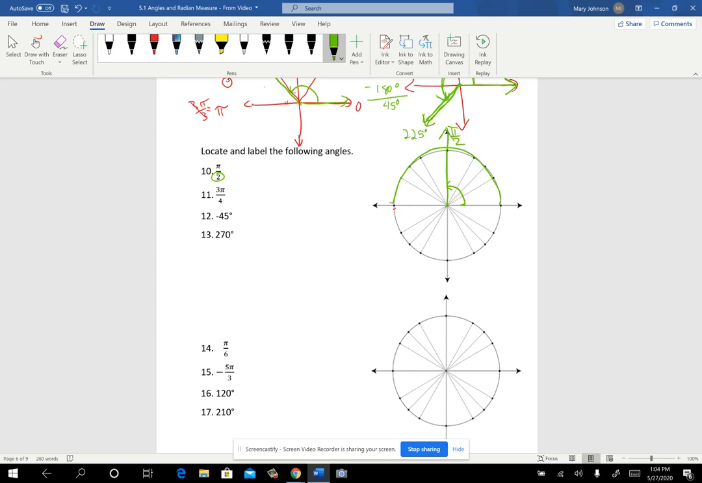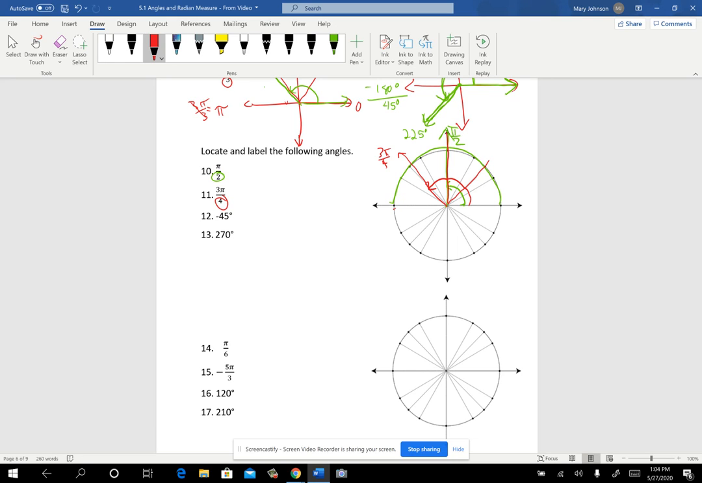Okay. For 3 pi over 4, the denominator is 4. So that means you need to cut your pi amount into 4 equal spots. Okay. And then as you're counting, you should think of this as 1 pi over 4, 2 pi over 4, 3 pi over 4. So this would be the location for 3 pi over 4.